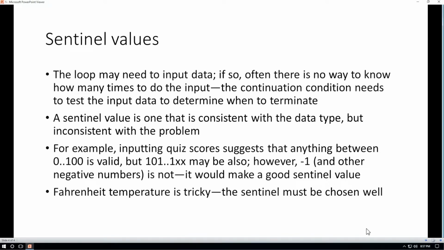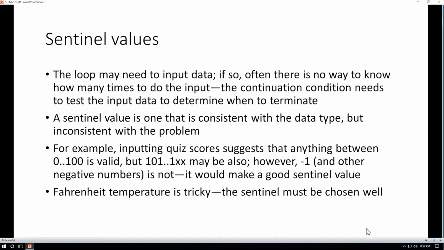Some loops are controlled by a count. We know how many times the loop should continue. We compute that value and loop that many times. However, some loops have no concept of how many times to execute. What we do is we look for a special value that when found, we terminate the loop. Our loop control variable is usually input from the keyboard and then tested in the continuation condition.